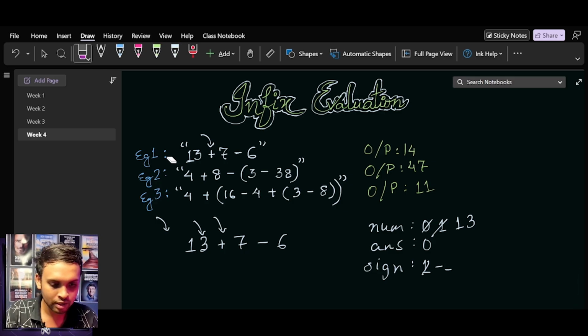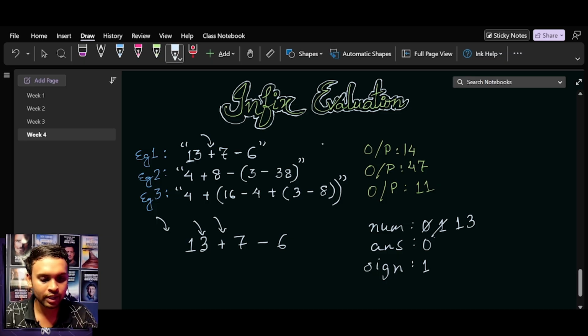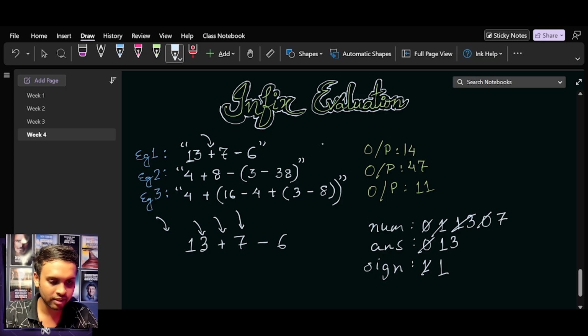In our case, this was plus only. So my answer became 13, and I will again set num to 0. Then the character that I came across was a non-digit and it was a plus, so I would change my sign to 1. It was 1 only, I will change it to 1. Then we come across a 7, so my num will become 7.